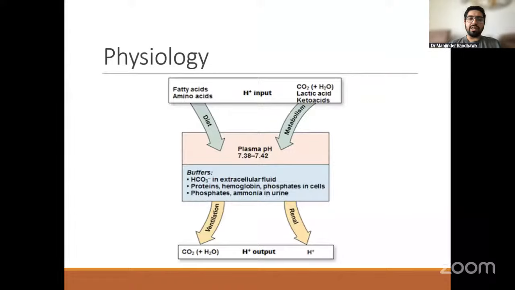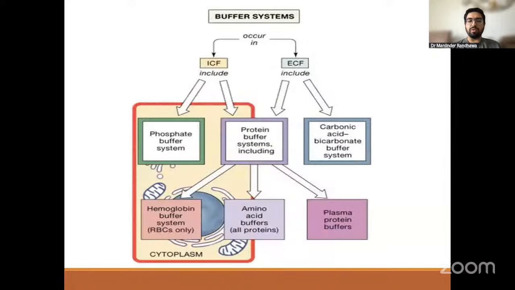Usually, hydrogen ions are produced during the metabolism of various body products like fatty acids and amino acids, during the normal metabolism and transport of carbon dioxide throughout the body, and from other organic acids like lactic acid and keto acids. So all these fall into the plasma. Now there are various buffers that try to absorb these hydrogen ions and maintain the plasma pH within the normal range, like bicarbonate in the fluid inside the cells and other places. The exit of hydrogen ions is usually either through the respiratory system, through ventilation in the form of carbon dioxide, or the kidney excretes the hydrogen ion into the urine.